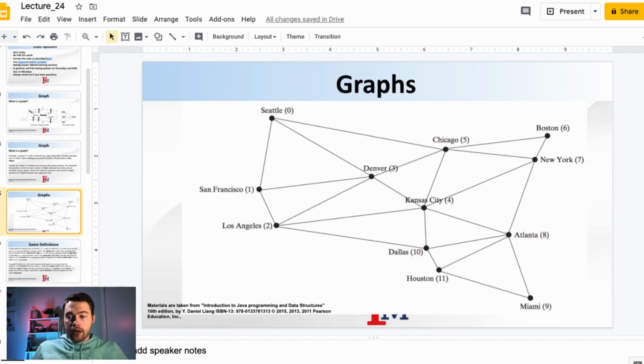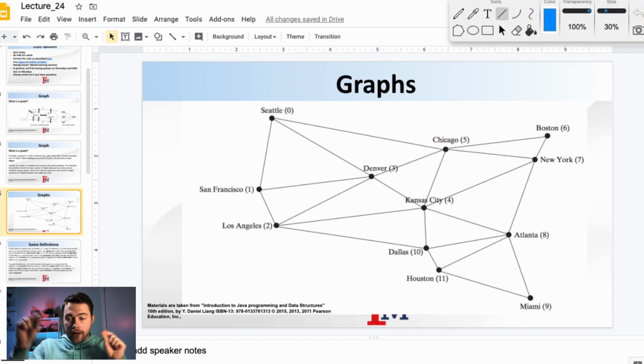Okay, the idea is that there are no particular directions those lines, those edges go to. For example, you can go from Seattle to Chicago, right? So you can go that way, but you can also go from Chicago to Seattle. That's also okay, right? Sometimes some graphs only have one direction edges, okay?